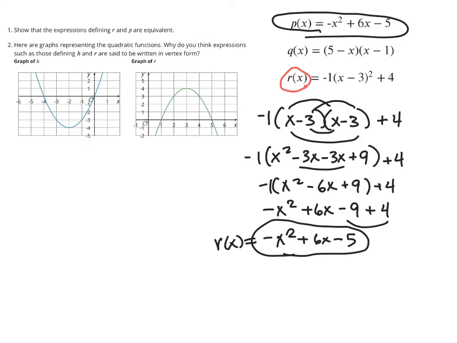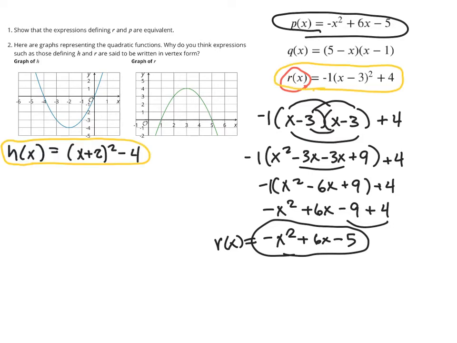Why do you think expressions such as those defining h and r are said to be written in vertex form? Okay, hold on a second. I'm going to copy h over. If I look at h of x, which is x plus 2 quantity squared minus 4, what do I notice and wonder about this graph? Okay, the graph of h. Since we're talking vertex form, this vertex is at the point negative 2, comma, negative 4.